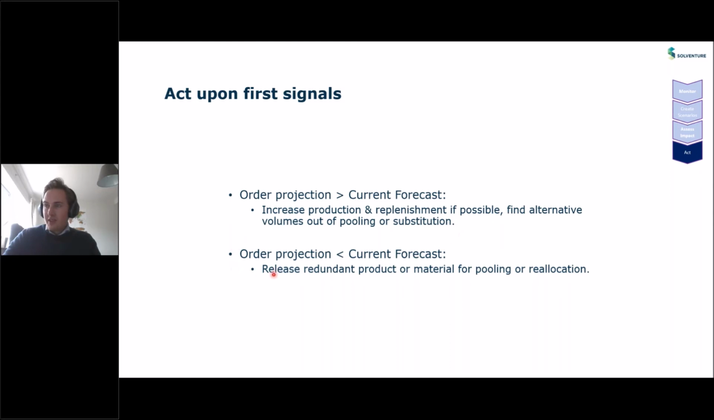The other one is if your order projection is smaller than your current forecast, it might be interesting for pooling or reallocation. So for example, if for a certain product line in Italy, you can see that your orders won't reach your forecast, you might think about reallocating products to, for example, Sweden, if there the order projection is close to the current forecast.